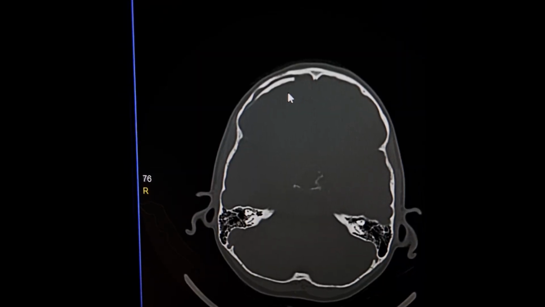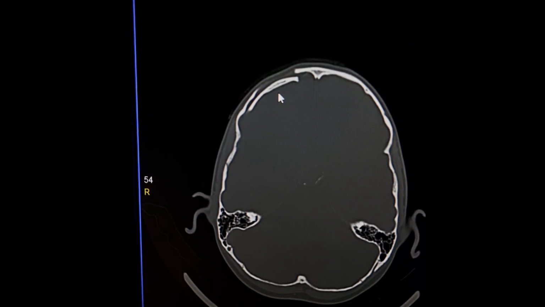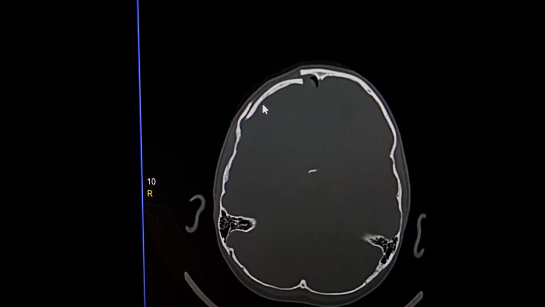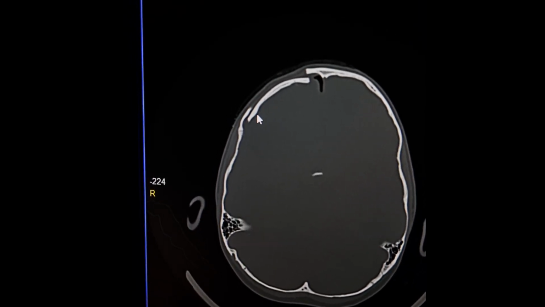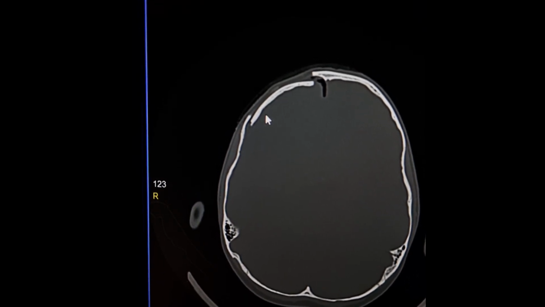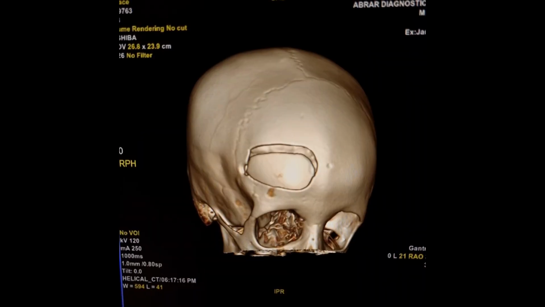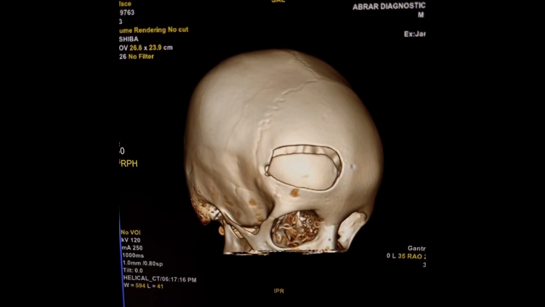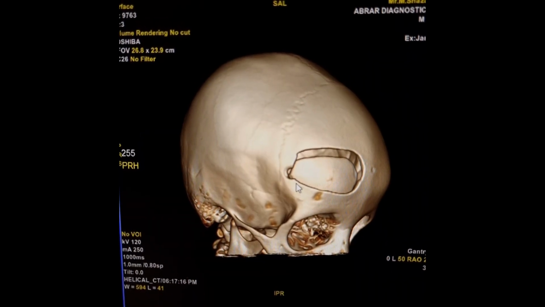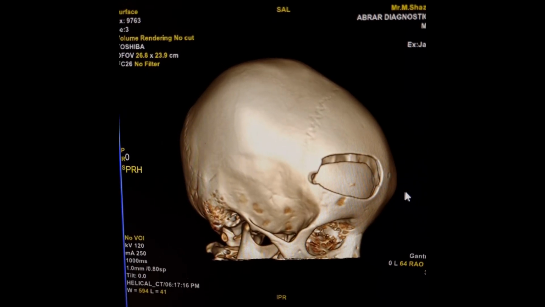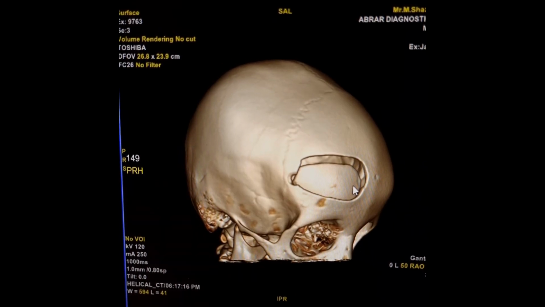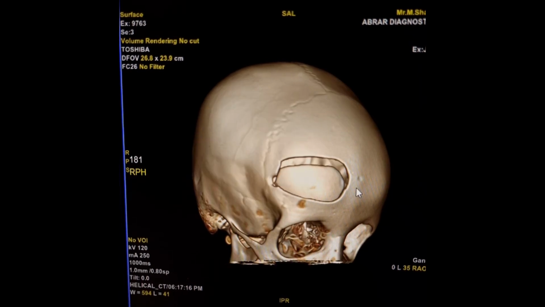This is the bone window. There is overlapping of the craniotomy flap. It is depressed posteriorly. Now please see these ill-defined erosions here. The rest of the bone margins are intact. This is suggestive of osteomyelitis in this region. Again, the bone margins are intact. This is 3D reconstruction. This is the site of osteomyelitis here. The bone flap is depressed and is displaced downwards.